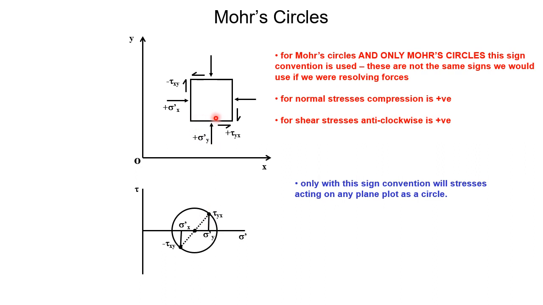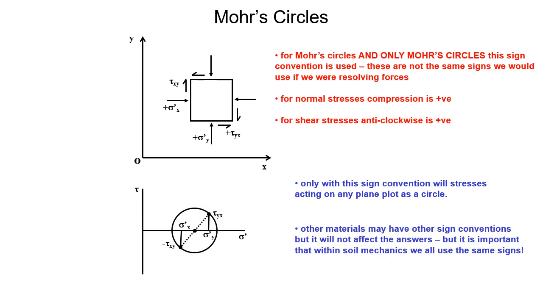So the stresses acting on these two orthogonal planes plot diametrically opposite each other on a circle. In other materials, they might use other sign conventions. It doesn't matter what sign convention you use, you'll always get the right answer, providing you're consistent. But of course, within one subject like soil mechanics, we'd better use the same signs, otherwise we won't know what each other are talking about.